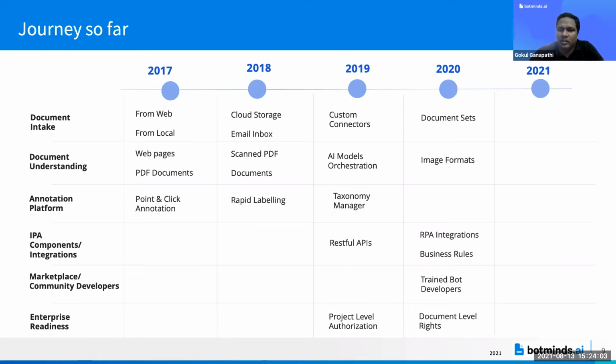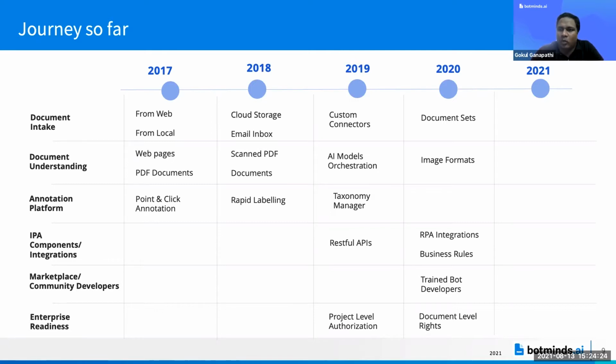We also started building a team. Right now we have hundreds of people trained on our platform who can help our enterprise customers. So enterprise customers come to our team, Botminds, and say, we want to automate this process, but I don't have people. No worries. We have trained people. They can function as an extended team for you. So we introduced trained bot developers in 2020.